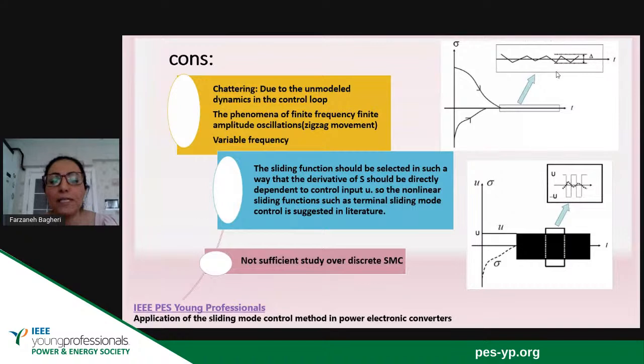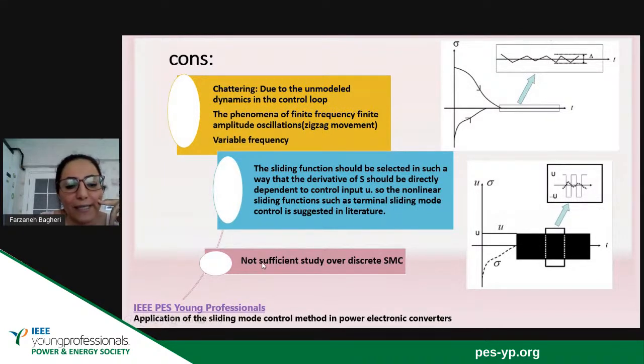The second problem of the conventional sliding function is that when you want to select the sliding function, it should be selected in such a way that the derivative of s is directly dependent on the control input u. This is what we call relative degree 1. It means that when you want to design the conventional sliding function, the relative degree should be equal to 1. It will also make some problems in the system. There are a lot of methods in the literature that are addressing this problem. For example, they use nonlinear sliding functions such as terminal sliding mode control or high-order sliding mode control methods.